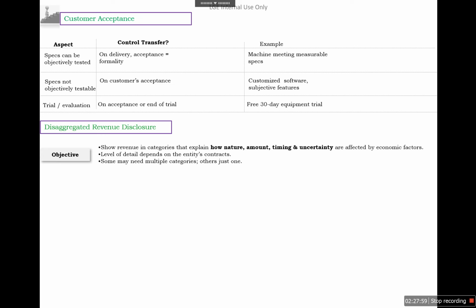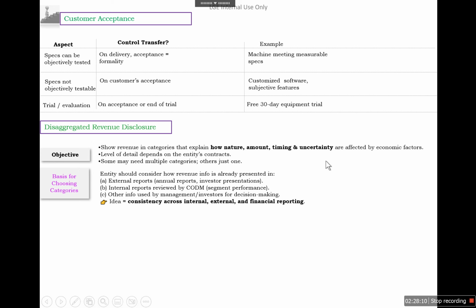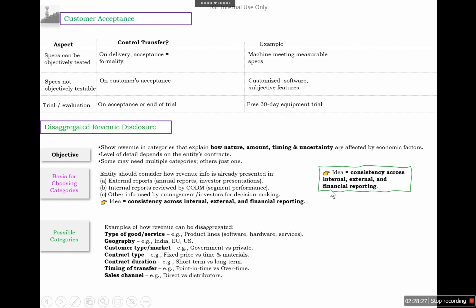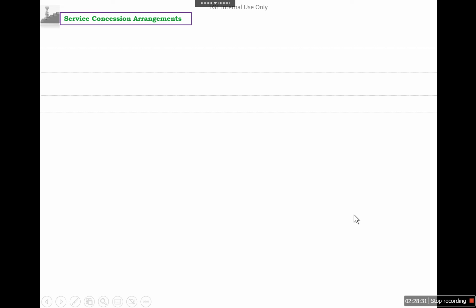Similarly, there are some requirements about disaggregated revenue. We need to break the revenue into categories to explain the nature, amount, timing, and uncertainty of it. The basis for choosing the categories is that there should be consistency across internal, external, and financial reporting. So the idea is to be consistent across internal, external, and financial reporting purposes.